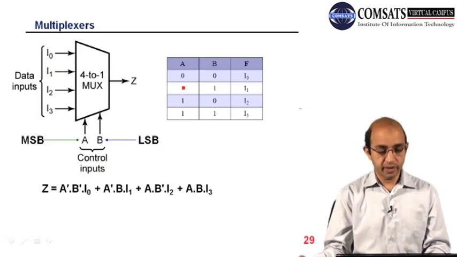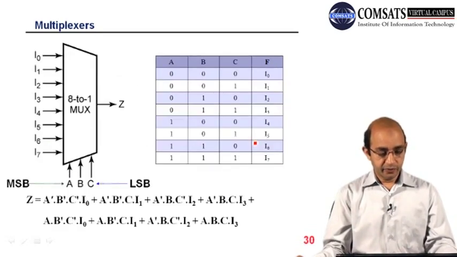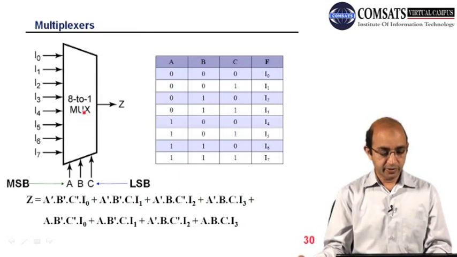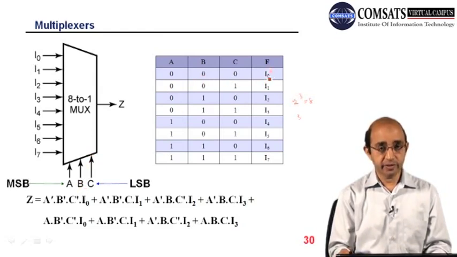This is the truth table, A, B, and F, or you can say Z. So 0, 0, I0; 0, 1, I1; 1, 0, I2; 1, 1, I3. Then we have 8 into 1 multiplexers. How many control lines do we need? 2 raised to power 3 is equal to 8, so we need 3 control inputs. Here you can see we have 3 control inputs, A, B, C, and this is F, or you can name it Z. So 0, 0, 0, I0 is selected; 0, 0, 1, I1 is selected; and so forth, and 1, 1, 1, I7 is selected.